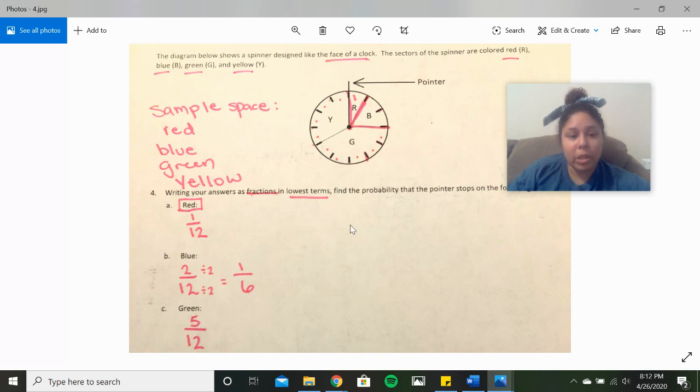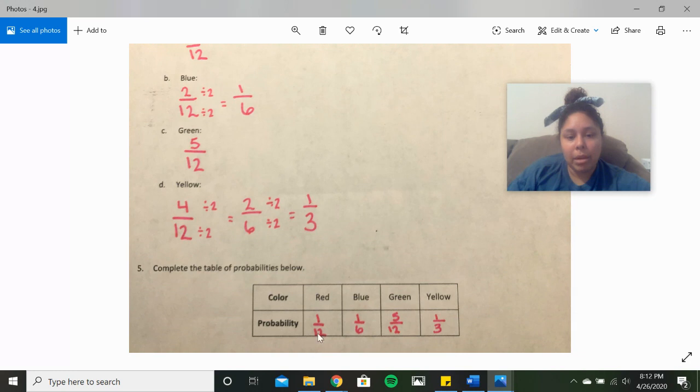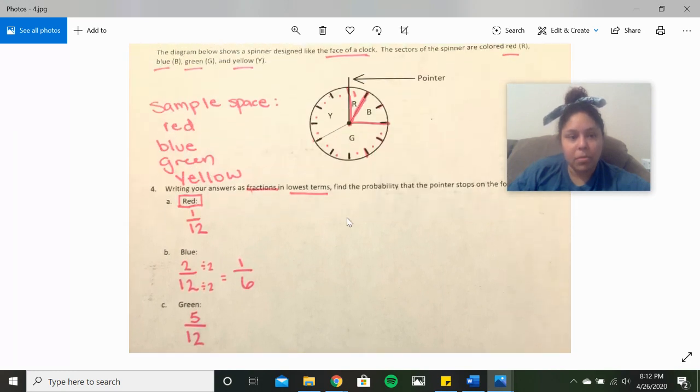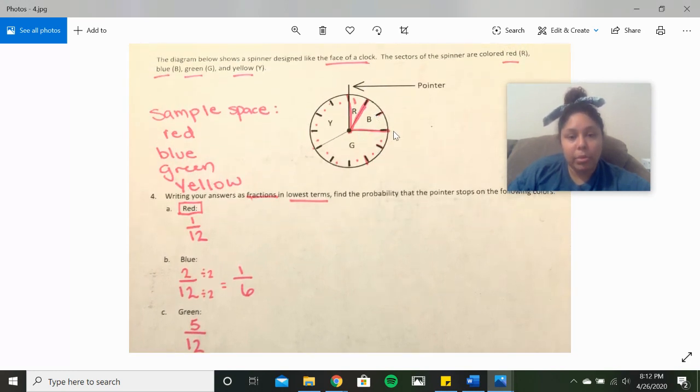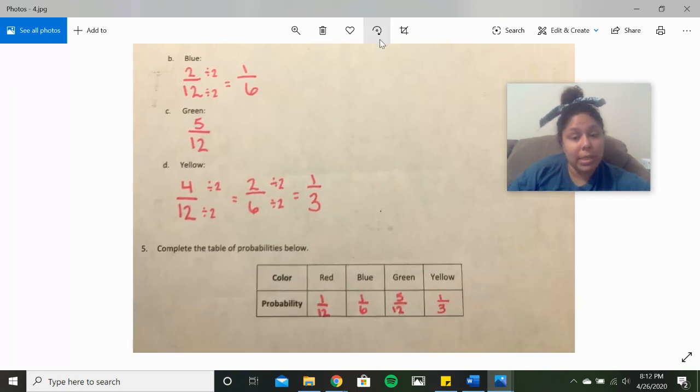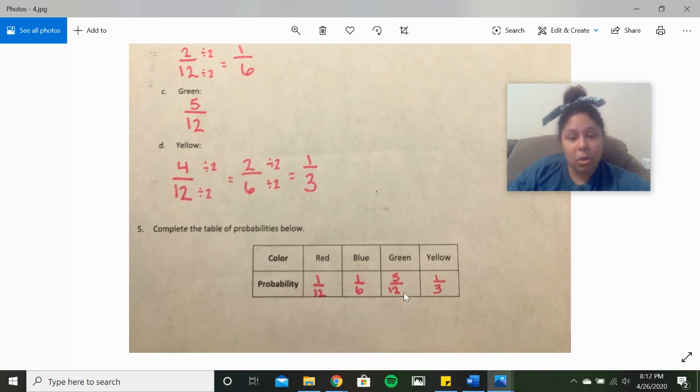So first I identified the sample space because I always want to do that just so I know what I'm working with. So red, blue, green, yellow, and then I look at red, and I know that red is just one tiny slice out of the clock, so it's 1/12. So the probability there is 1/12. Here I look at blue, and I get 2/12, but I'm always going to simplify, and I get 1/6, so I fill that in, and so on and so on.